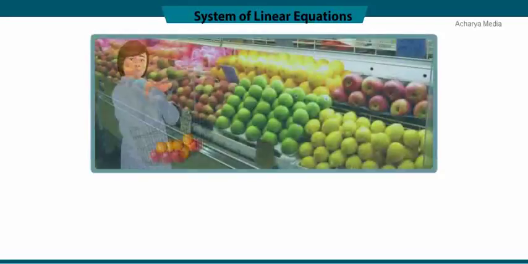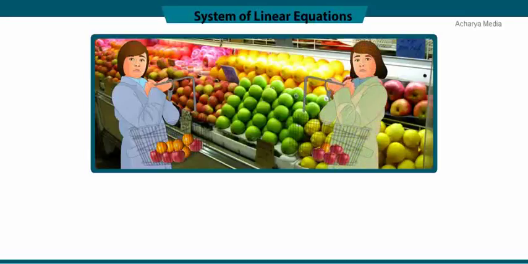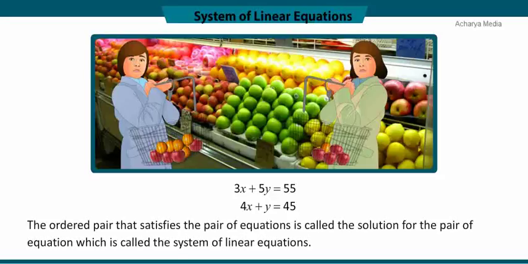Let us assume that Nitya buys 3 apples and 5 oranges for Rs 55 and Vidya buys 4 apples and an orange for Rs 45. How much does each fruit cost? We can find out by solving the two equations: 3x plus 5y is equal to 55 and 4x plus y is equal to 45. The ordered pair that satisfies the pair of equations is called the solution for the pair of equations, which is called the system of linear equations.